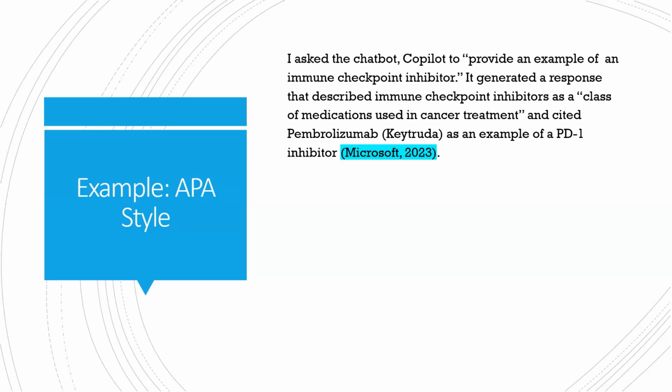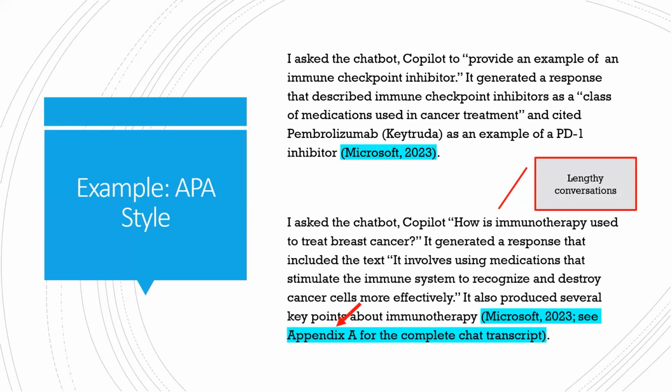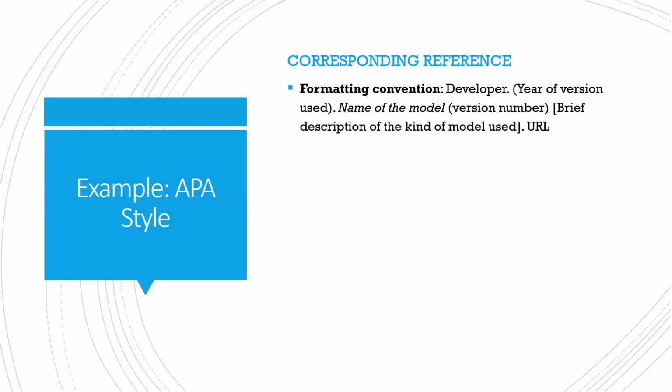As I mentioned, when there is a lengthy conversation, it can be outlined in the appendix of the paper, and you would include the appropriate appendix in the in-text citation. So you can see that here. I have the manufacturer, Microsoft, the year of the version of the tool, and then Appendix A for the complete chat transcript.